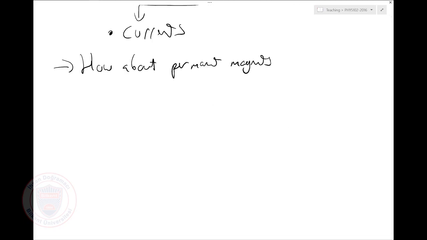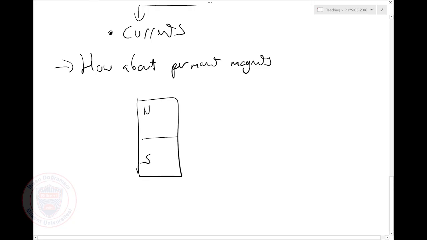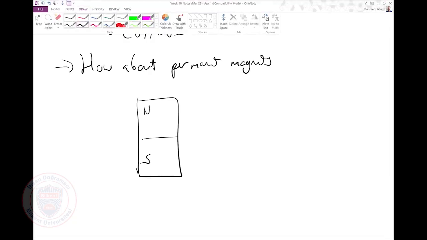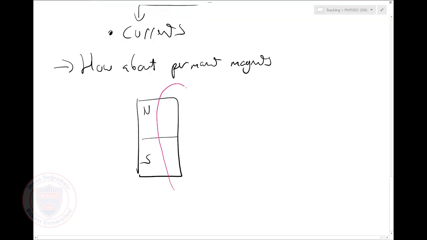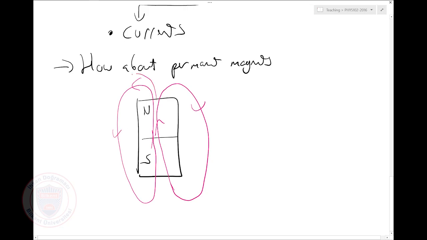Right? I told you that if I take a permanent magnet, there is a north pole and there is a south pole, and there is clearly some magnetic field created by this object. The magnetic field is something like this.